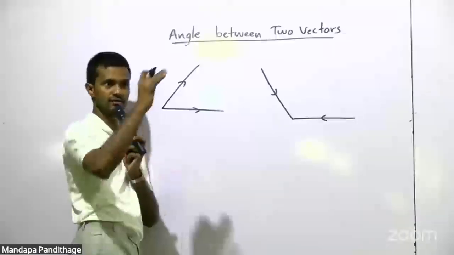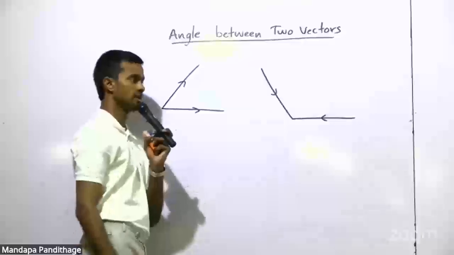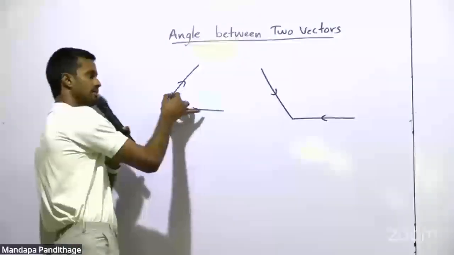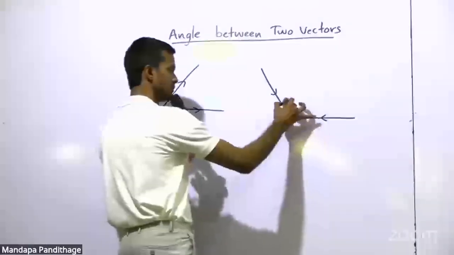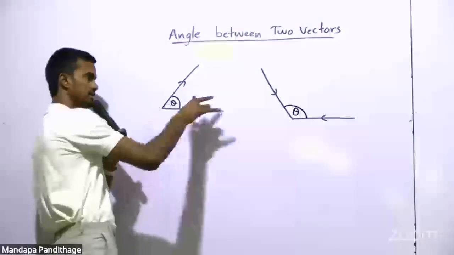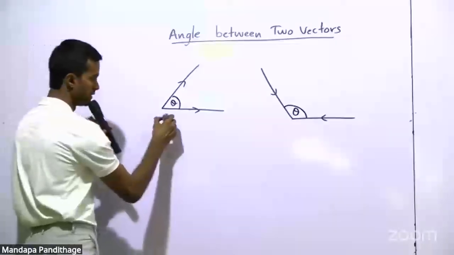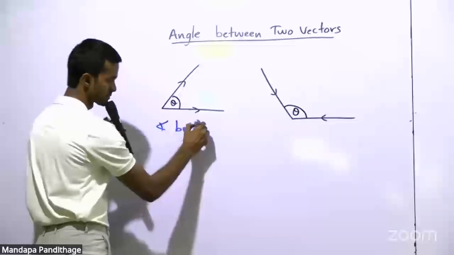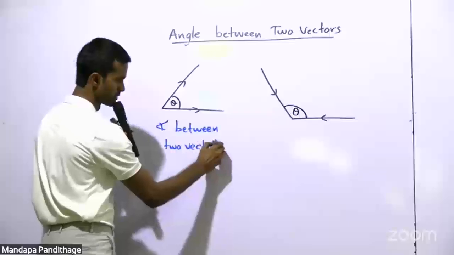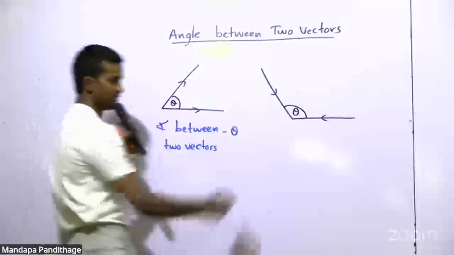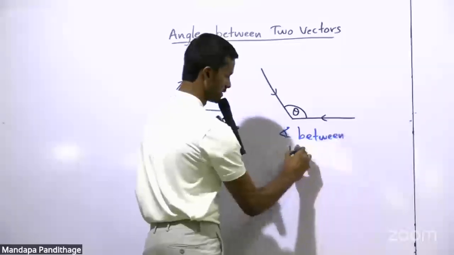That is the reason why physics goes with applied maths, because you learn these things as the basics of physics. So when the two vectors are diverging away from the same point, or if the two vectors are converging to the same point, we call this angle the angle between the two vectors. Here the angle between the two vectors is theta. Even in this instance, the angle between the two vectors is theta.